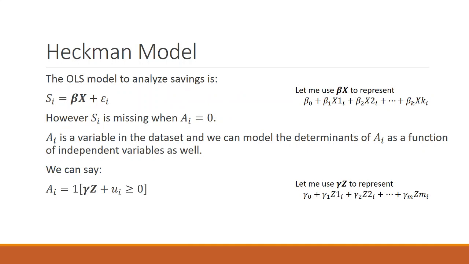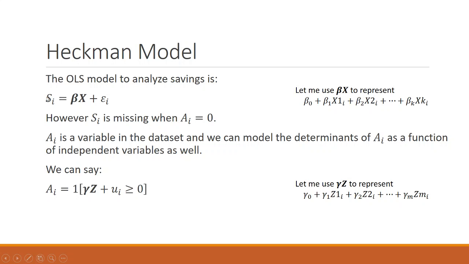All right. So to illustrate the Heckman model, I'm going to use our example of savings. Going back to our example of savings, basically we said that we have a savings variable and it has incidental truncation. We only observe the savings variable for individuals that have a savings account. All right. So let's look at our model. Here we have the OLS model to analyze savings. Here's our savings variable. It's truncated.